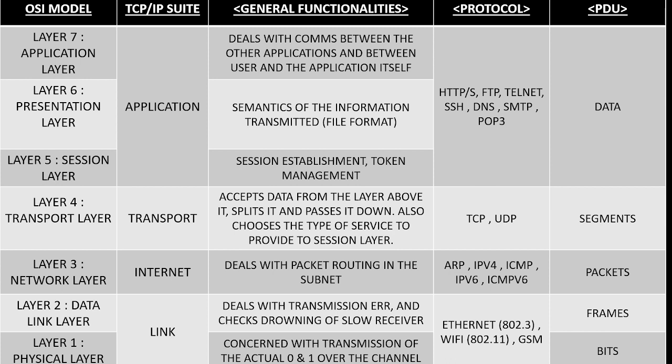While the transport layer, as I had said in the general functionalities, accepts data from the layer above it and splits it. So basically, the transport layer splits the data into segments. And the internet layer then further splits the segments into packets, and then the data link layer further splits the packets into frames, and finally in the physical layer the frames are converted into the raw bits which are transmitted through the channel.